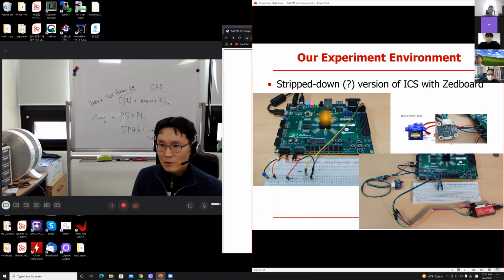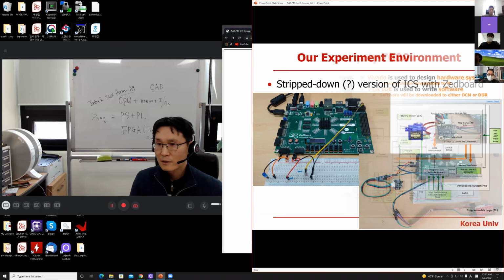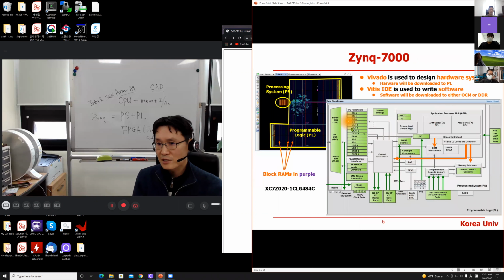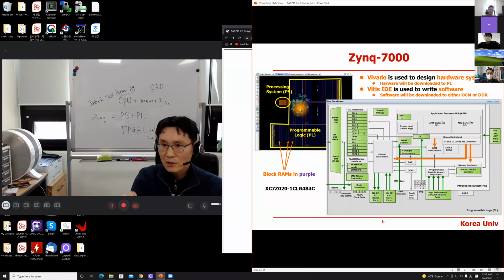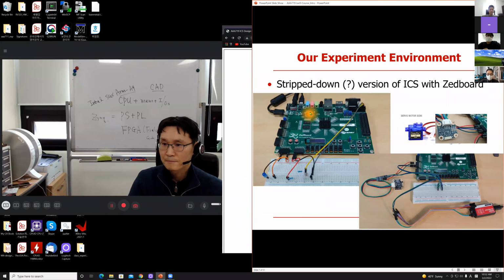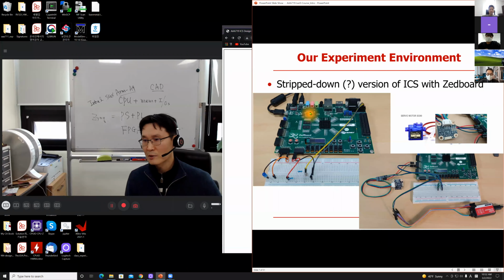And we are going to also use the IO devices inside this Zynq device. So going back to the block diagram here, inside this Zynq we have several IO devices, so we can use those IO devices. Also, you can custom design your own hardware inside the PL. And we can touch those IO devices using software. So that is our experiment environment.